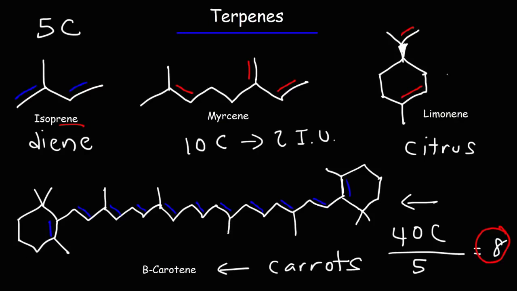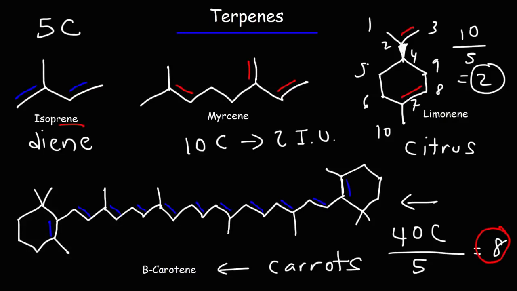If we look at limonene, it has 1, 2, 3, 4, 5, 6, 7, 8, 9, 10 carbon atoms. So 10 divided by 5 will give us 2. So it takes 2 isoprene units to make up limonene. Limonene is an example of a cyclic terpene because it has a ring. So that's it for terpenes, another type of lipids that you may need to be familiar with.